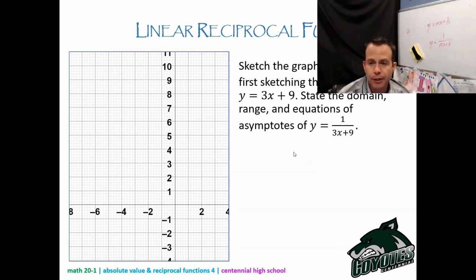And so now what we're going to do is we're going to start by graphing y equals 3x plus 9. Well, there's lots of things I know about that graph already, right? I know that I have a y-intercept at 9.